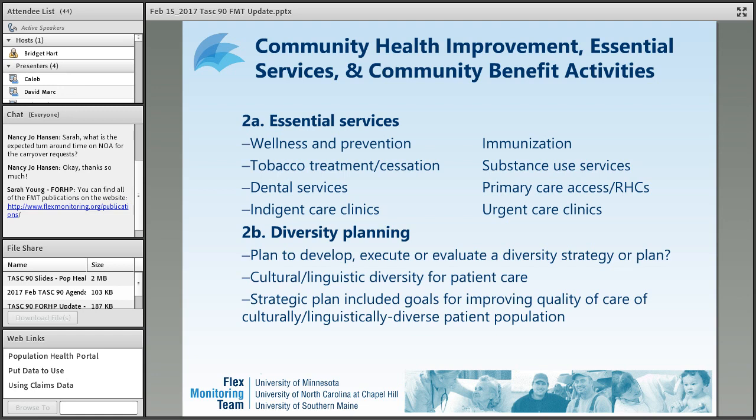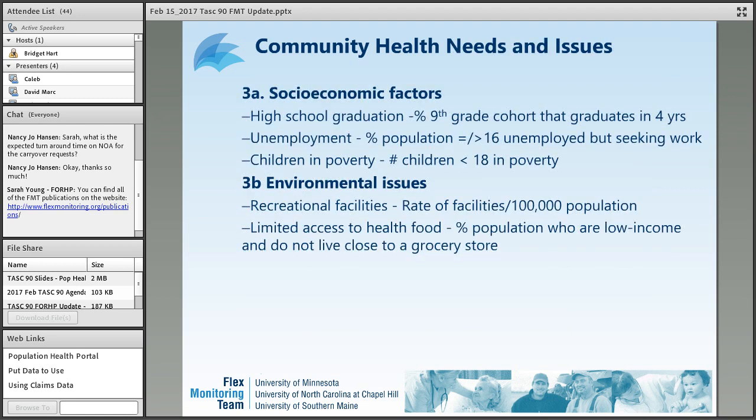We also have some measures from the AHA survey, which really looks at how they're thinking about diversity planning. Do they have a diversity strategy or plan? We know that rural communities are becoming more diverse, and we're seeing migrant populations of Hispanic populations in some communities, and different ethnic groups that are settling in the U.S. So do they have the capacity to deal with cultural and linguistic diversity issues? And how does this fit into their strategic plan?